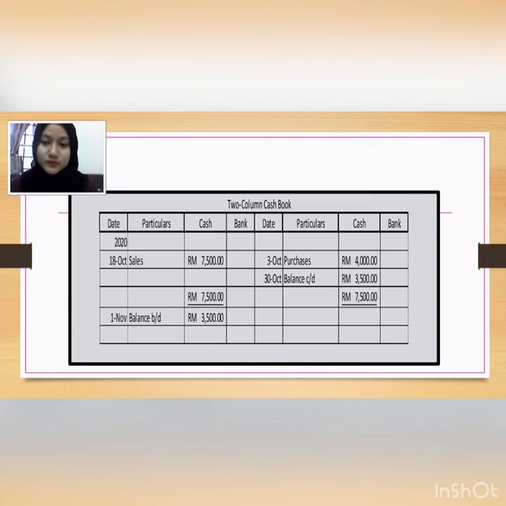4,000 ringgit. So on the credit side, on 30 October, the balance today is 3,500 ringgit in cash. So the next month, the balance b/d on 1 November is 3,500 ringgit.